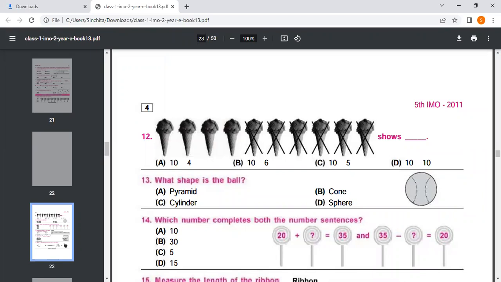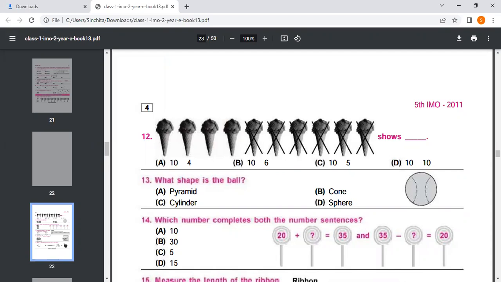There are 10 ice creams and four, and then 1, 2, 3, 4, 5, 6, and 6 are cancelled. Very good, excellent.